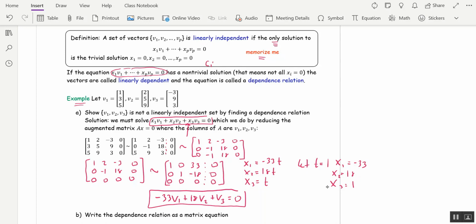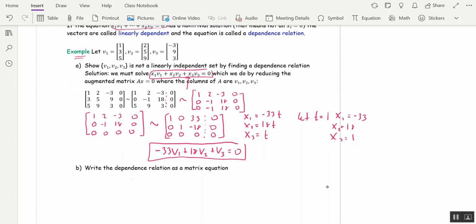Okay, write that as a matrix equation. I'm going to copy down the matrix A, which has v1, v2, v3 as the columns. So 1, 3, 5, 2, 5, 9, -3, 9, 3. If I multiply by the vector -33, 18, 1, I'm going to get 0, which is the 0 vector.